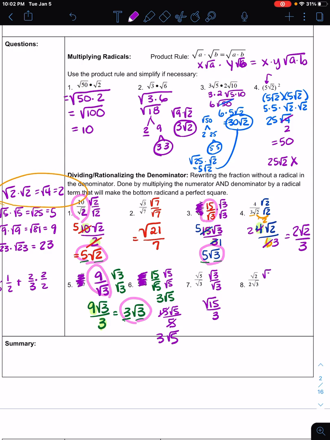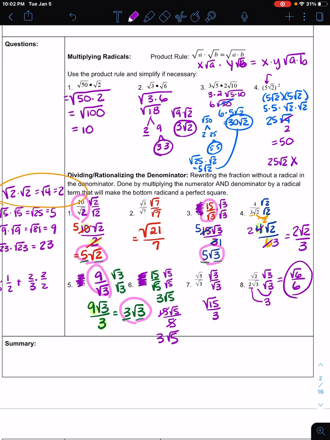This last one, on number 8, we need to get rid of that root 3 that's on the bottom, so we'll multiply by root 3 over root 3. So we do top times top. Root 2 times root 3 is root 6. Be careful. Root 3 times root 3 is 3, and 3 times 2 is 6. Now, I have a square root of 6 on top, and I have a whole 6 on the bottom, so I can't do anything else. I have to leave them just like that.